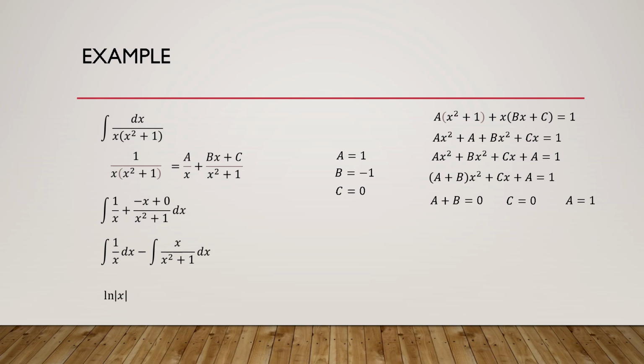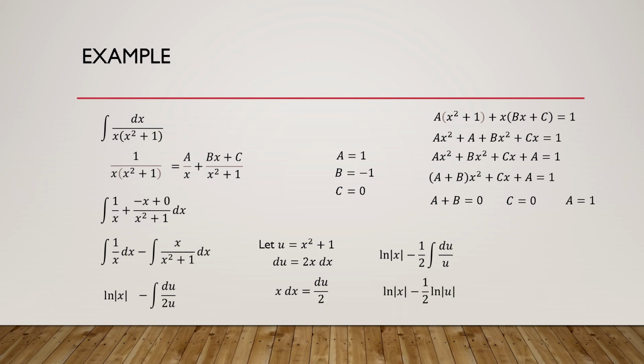For the second integral, we use substitution. Let u equal x squared plus 1. du will then equal 2x dx. To match our integrand, x dx equals du over 2. Substitute to get the integral of du over 2u. Move the 1/2 outside the integral as a constant. The integral of du over u is the natural log of the absolute value of u.